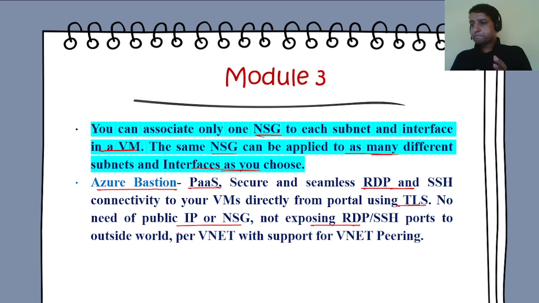It can be created per VNet with the support for VNet peering. So it can be created per VNet, not per machine, per virtual net. So for each virtual net you can have one Bastion, and then you can connect to any machine in that network with that Bastion host.